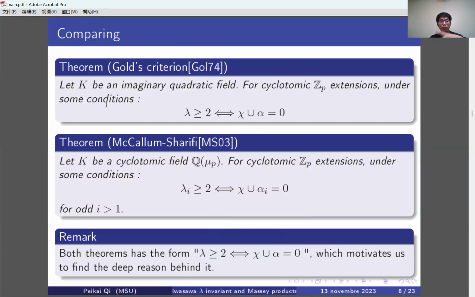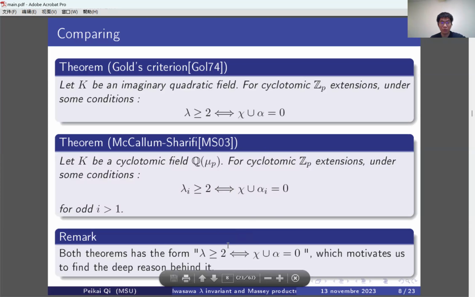The theorems are proved by completely different methods. For the first theorem, the Gauss criterion, his original proof doesn't use any language of group cohomology. He just uses some classical number theory. So they are proved using different methods, but they look similar. And my theorem unifies these two theorems, explains this phenomenon, and also gives a generalization of these two theorems.